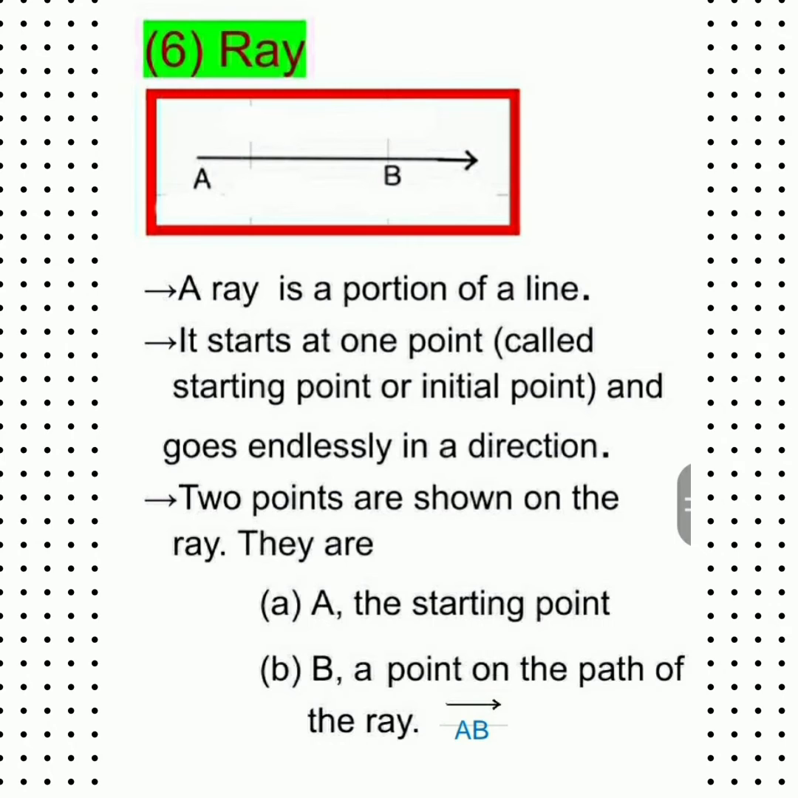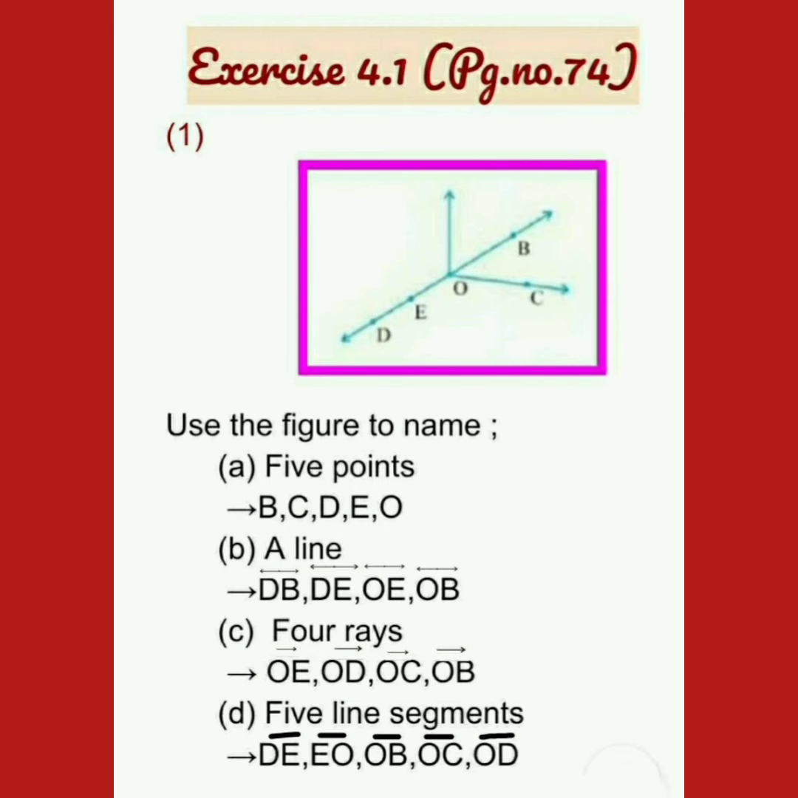So a ray extends to one side only, and the other one will be the starting point or initial point, right? It starts at one point, that is called the starting point or initial point, and it goes endlessly in a direction, and we denote it by ray AB.